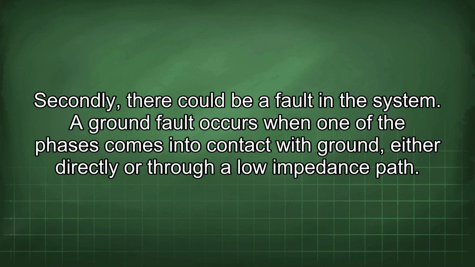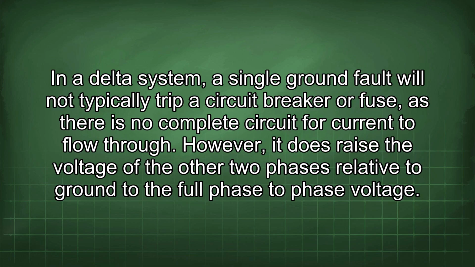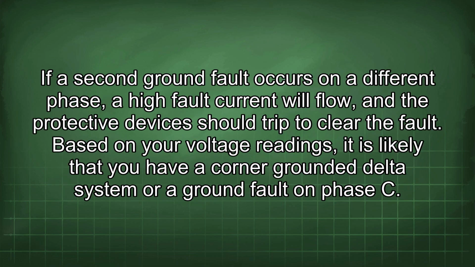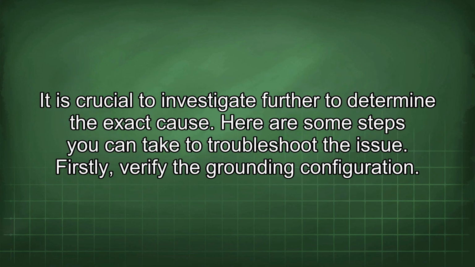Secondly, there could be a fault in the system. A ground fault occurs when one of the phases comes into contact with ground, either directly or through a low impedance path. In a delta system, a single ground fault will not typically trip a circuit breaker or fuse, as there is no complete circuit for current to flow through. However, it does raise the voltage of the other two phases relative to ground to the full phase-to-phase voltage. If a second ground fault occurs on a different phase, a high fault current will flow, and the protective devices should trip to clear the fault. Based on your voltage readings, it is likely that you have a corner-grounded delta system or a ground fault on phase C. It is crucial to investigate further to determine the exact cause.